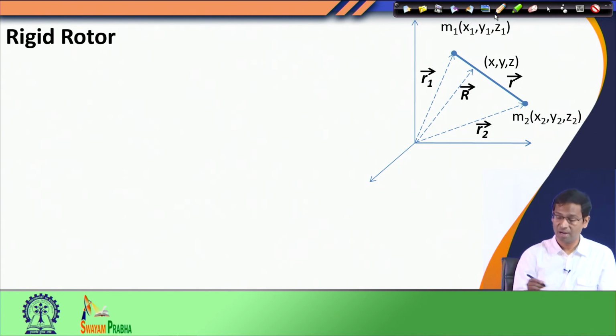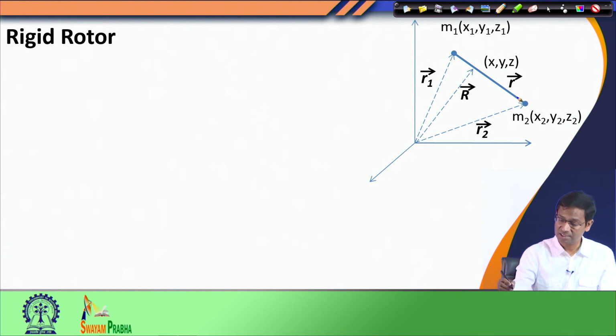Rigid rotor is defined as a two body problem, where the two masses are fixed in their positions, the distance between m1 and m2 is fixed. This is a rotor which can rotate, but while rotating it is not allowed to change its internal motion r. So, the distance is frozen.